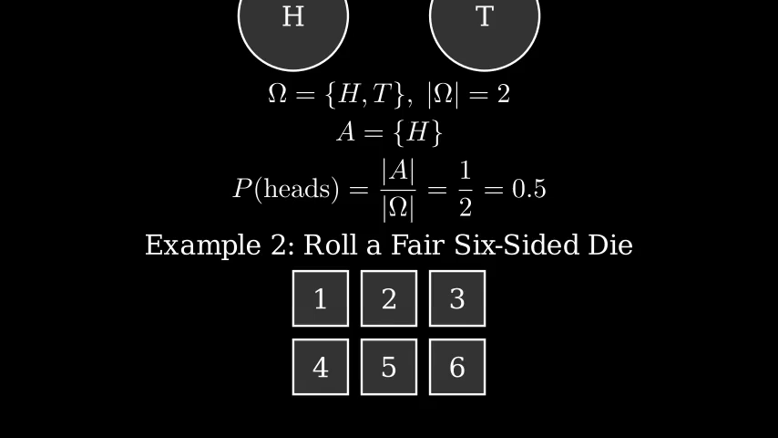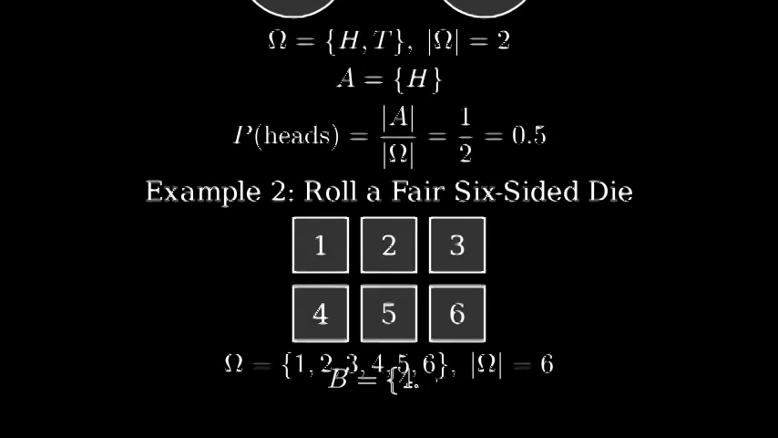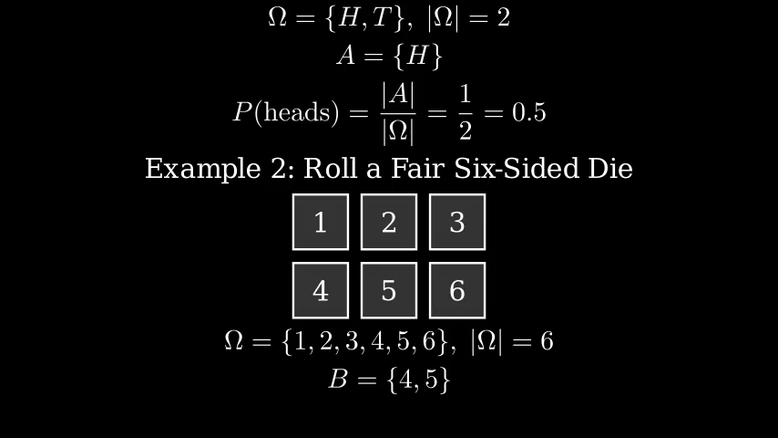When we roll a die, we have 6 possible outcomes: 1, 2, 3, 4, 5, and 6. Our sample space omega contains all these numbers, giving us a total of 6 possible outcomes. If we define event B as rolling a 4 or a 5, then B equals the set containing 4 and 5. Let's highlight our event on the die diagram.